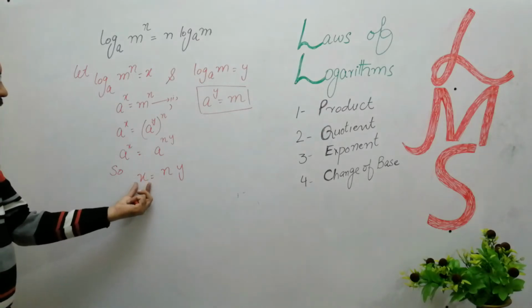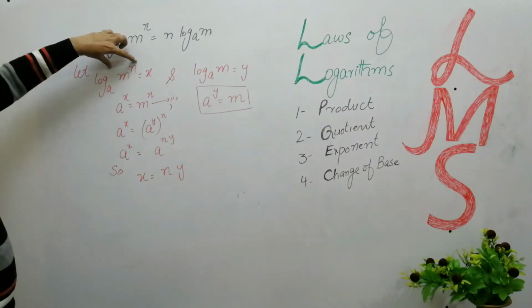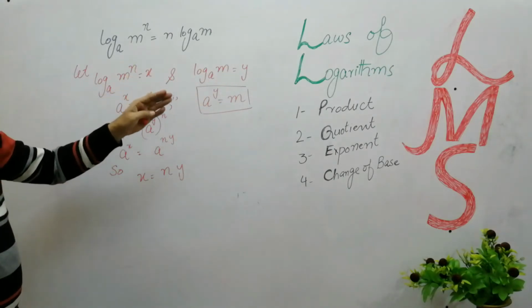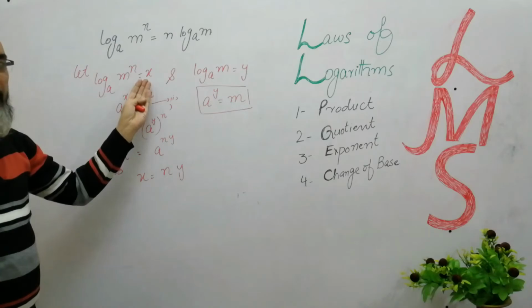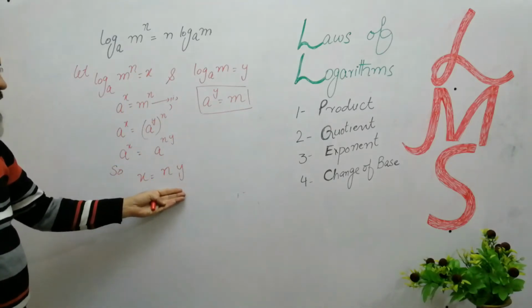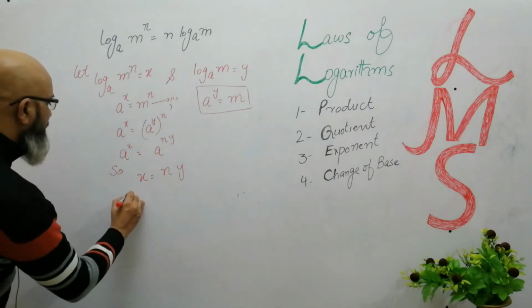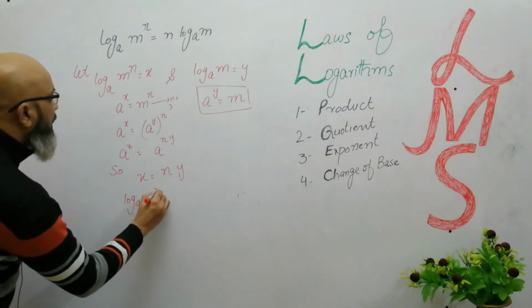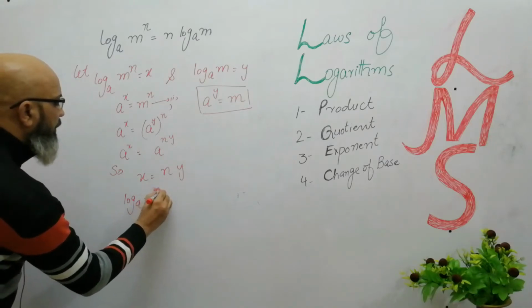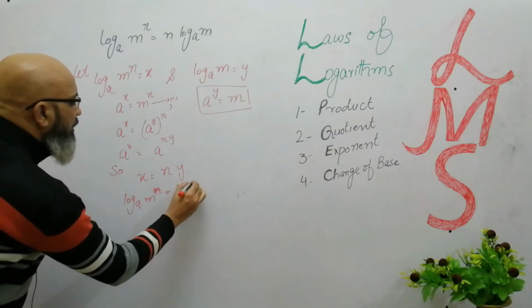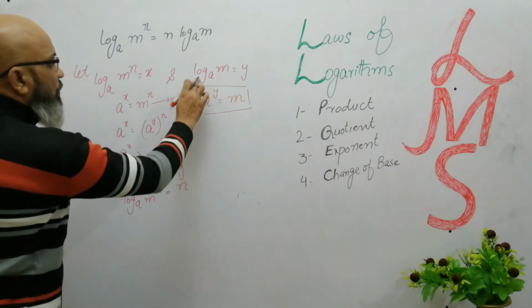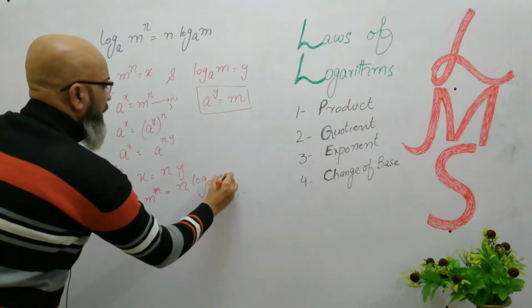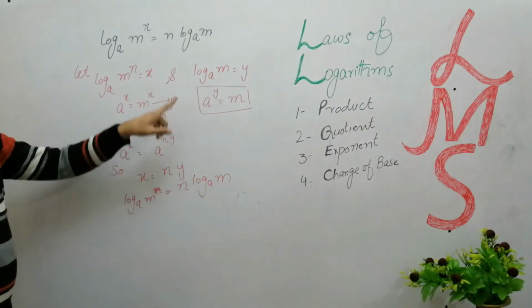So now what is the value of x? We supposed it here, and what is the value of y? That is this one. So replace the value of x and y. x और y की जो values हमने suppose की थी, उसको वापस यहाँ पे replace करें. What is the value of x? That is log a m raised to power n, that is equal to n. What is the value of y? That is log a m. So that's the third law we had to prove.